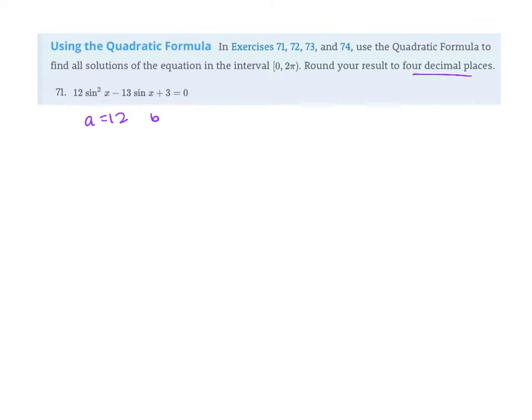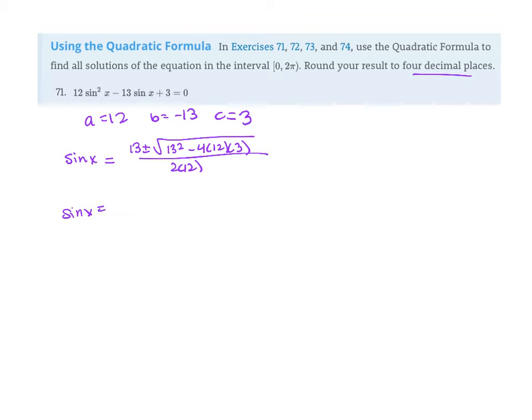So a equals 12, b equals negative 13, and c equals positive 3. So we plug it in. Remember that it's sine of x equals 13 plus or minus the square root of 13 squared minus 4 times 12 times 3, all over 2 times 12. So sine of x equals 13 plus or minus, this is 169 minus 12 times 12, 144, which ends up being the square root of 25, over 24.